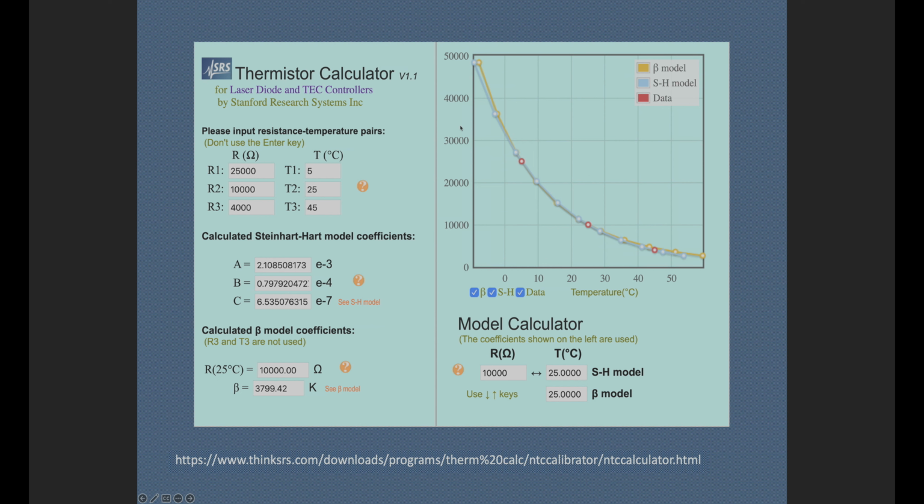Okay, 25 C, 10K, right on the dot. Let's look at our coolant temperature sensor. 2099.